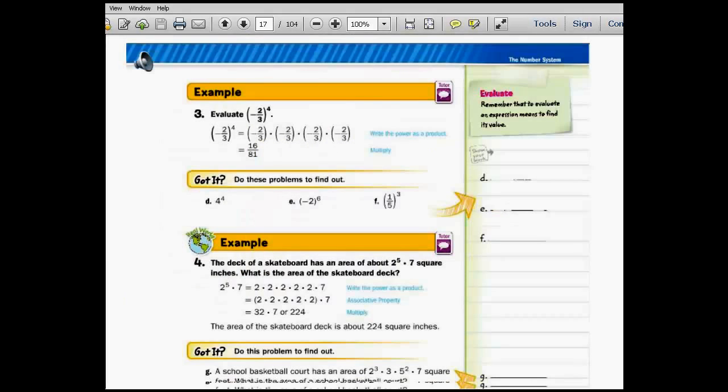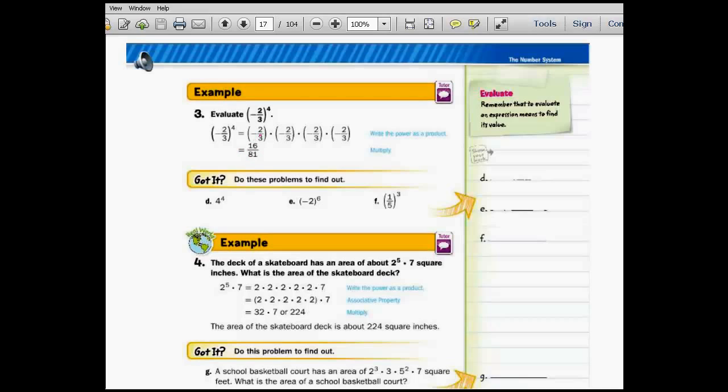There we go. Example 3. Evaluate (-2/3) to the 4th. So whenever it says evaluate, that just means it actually wants you to do it. So it wants you to take -2/3 times -2/3 times -2/3 times -2/3. Now, from our work with integers, you know that anytime you multiply 4 negatives together, an even number of negatives, you will have a positive answer.